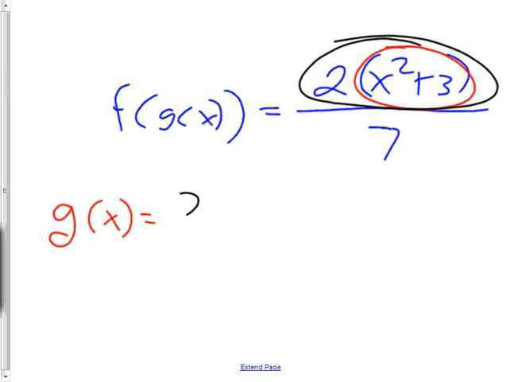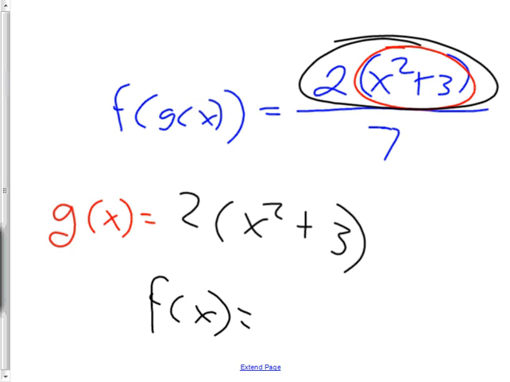If I said g of x is 2x squared plus 3, then if I pull the whole top out, what do I have to replace it with? An x, and then f of x would have to be just a big x on top over 7.